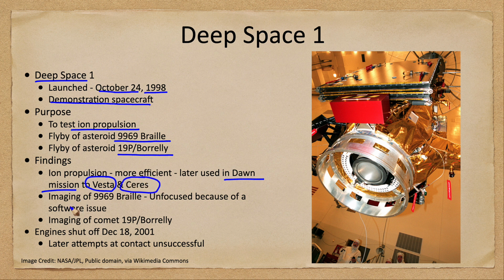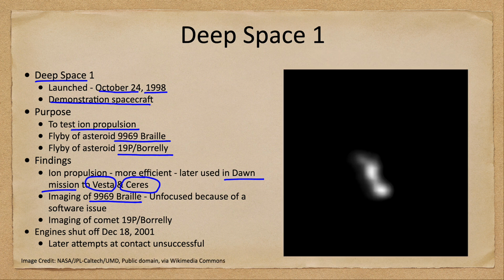Now, Deep Space One also imaged an asteroid, and that was the asteroid 9969 Braille. And unfortunately, one of the images we can see here is very unfocused, and there was an issue with the software at the time. There was a software failure right before the encounter, and it was not able to get completely rectified in time, and therefore it was unable to focus the cameras properly.